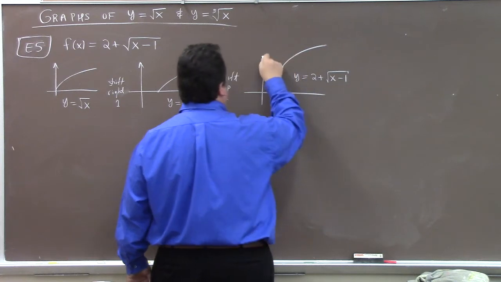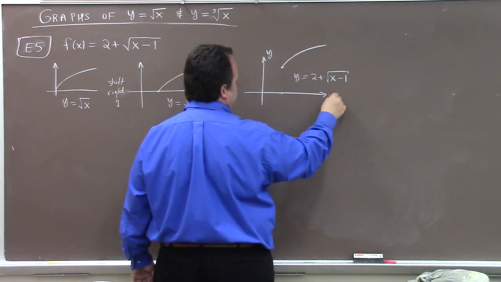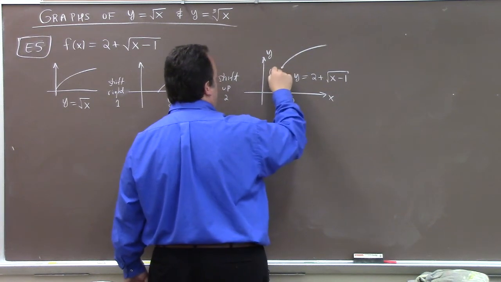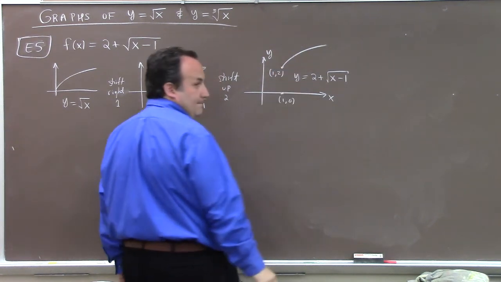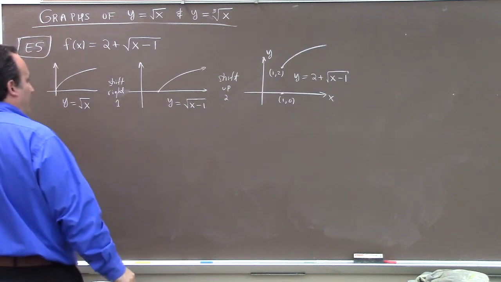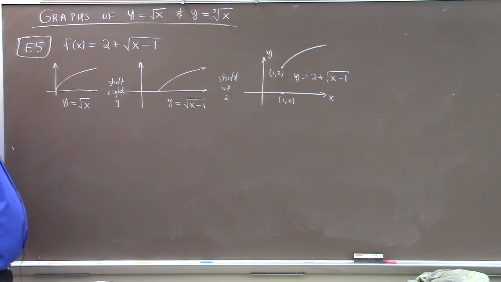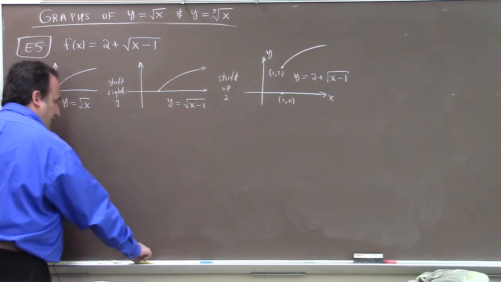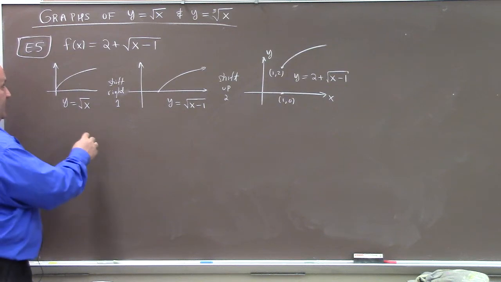So the graph is going to basically look like that. So this point was 1, 0. This point now is 1, 2. I made that sound like I thought it was a lot harder, but it's really not. Now, as I was saying, table of values is a more safe method for you guys.